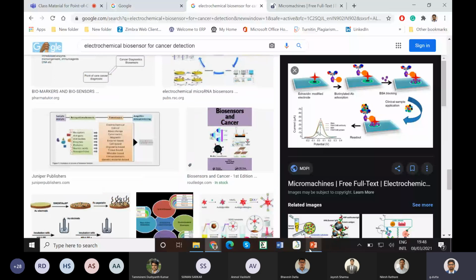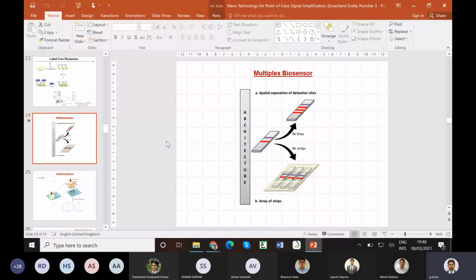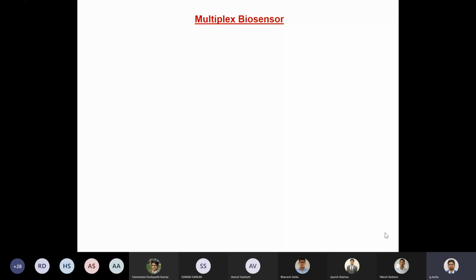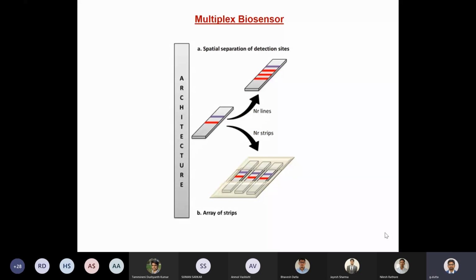Now let's go back to multiplex detection. Until now, I taught you single detection, right? Single means only one analyte you can detect, and multiple means you can detect at the same time, like 2 markers or 3 markers. So what will you do? Maybe like this, a kind of paper strip, right? So you can have maybe working one and another working two.